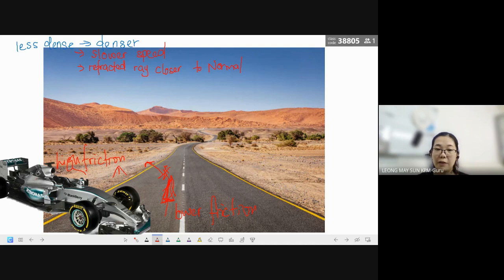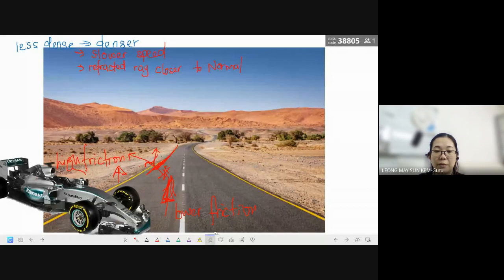If it moves just on the highway, it can move very, very fast because there's less friction. But when it moves towards the roadside area, it will have high friction. So the speed of the F1 car will definitely slow down. And when it slows down, normally the F1 car cannot move further away. Assuming this is the normal line, it can only move very close towards this line, the boundary line. Remember, here I'm using boundary, not normal line. It will move towards here, further away. So this is when it's moving from less dense to denser.